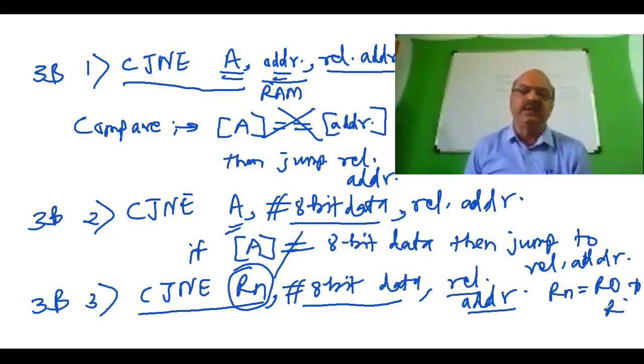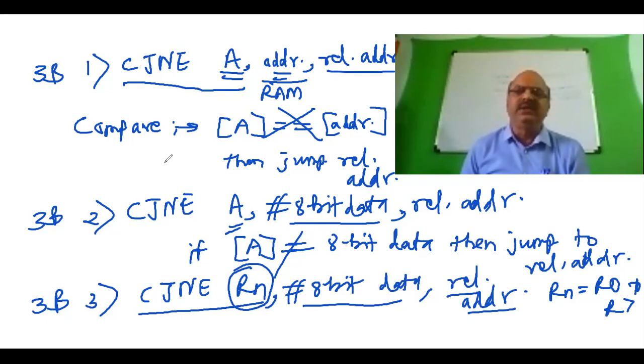Any one of these registers you can use. So one data is in the bank registers, second data we are providing in the instruction itself. Then these two data values will be compared. If they are not equal, then jump will be taken to the relative address. This is the meaning. Okay, so all these are CJNE instructions except few variations are there.